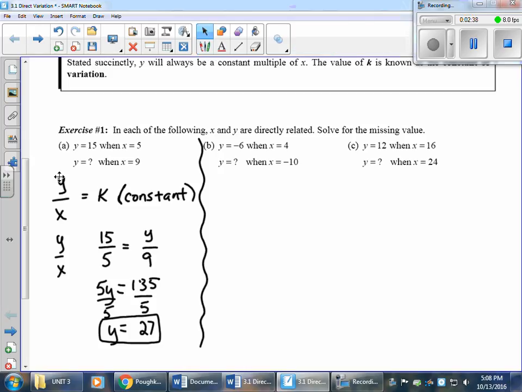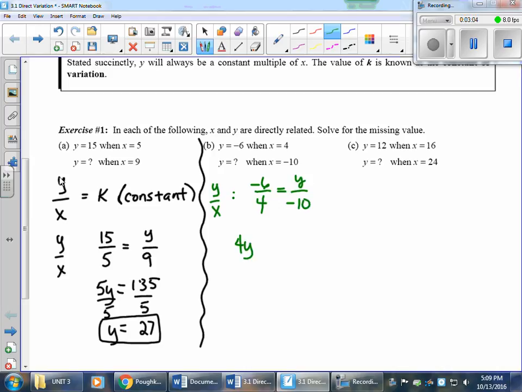Again, when we look at b, I like to do that y over x. Now, could you do x over y? Yeah, you could, because as long as you're remaining a constant proportion, you could even do x over y. So y over x, because that's the way we looked at it in our definition. So when y is negative 6, x is 4. We don't know what y is when x is negative 10. Again, cross multiply, 4y is equal to 60. So y is equal to 15.